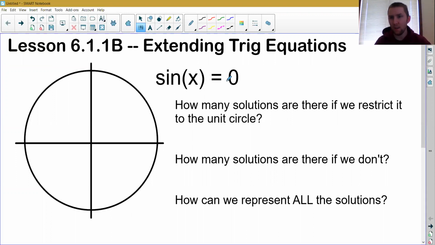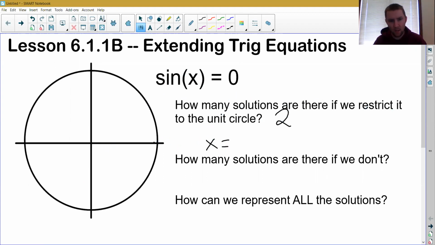So the first question, if we think back to what we did yesterday: how many solutions are there if we restrict the domain just to the unit circle? How many points on this unit circle have a sine value of 0? Sine, remember, is the y coordinate of the point. So how many y coordinates on your unit circle are 0? There are 2 solutions, and what are they? What are the x values that have a sine of 0?